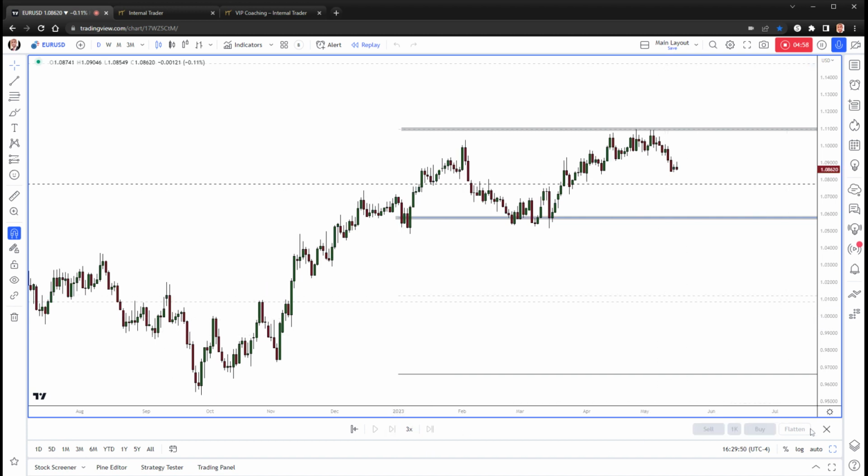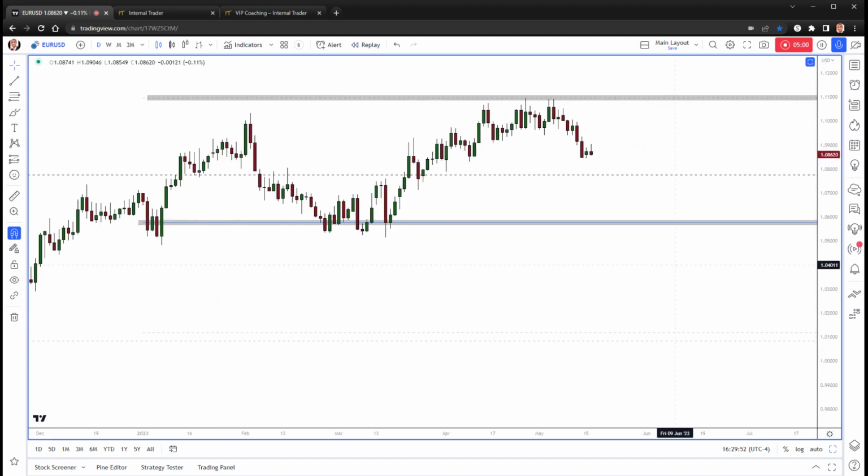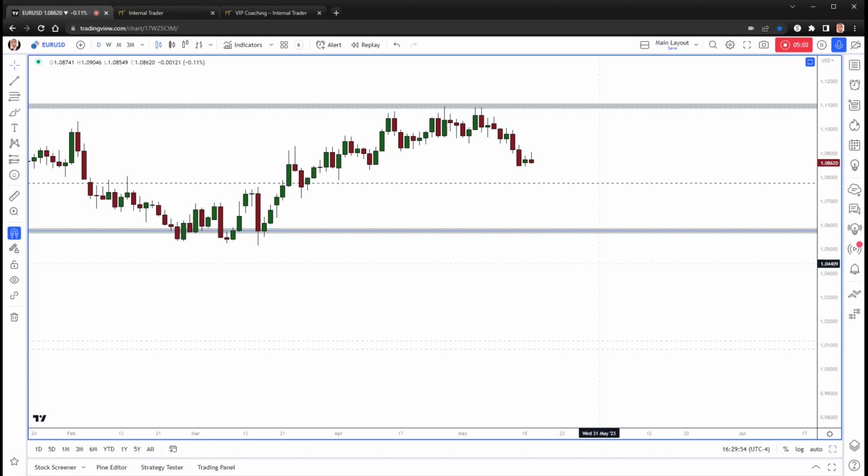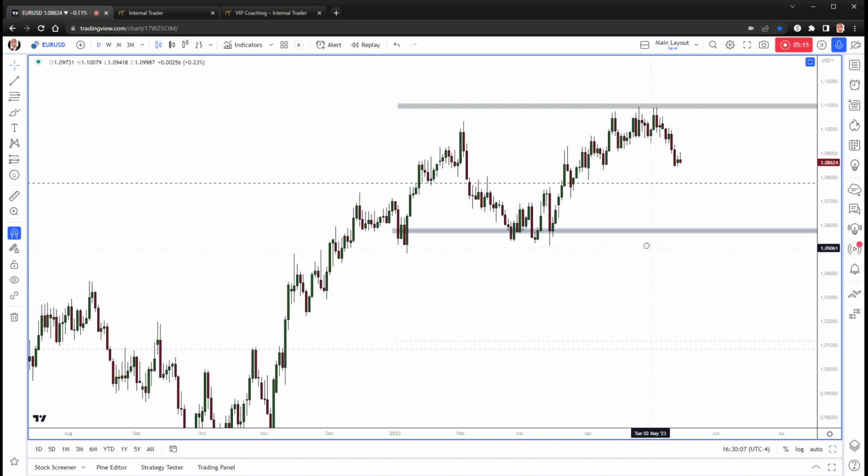So right now, this is where we are on a live chart, and obviously nothing's going on. Market's pretty much going sideways again. Sometimes it gets really frustrating when you're looking for a continuation of a move, and then the market decides to go sideways, so it doesn't really do anything, right?